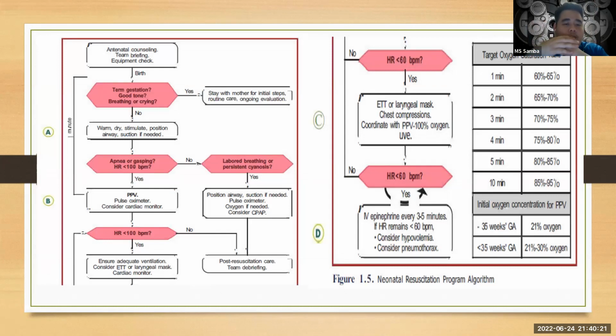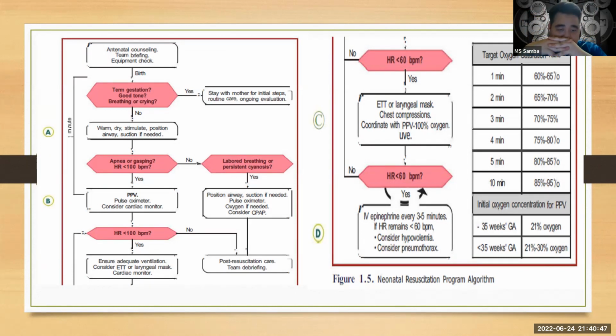So lastly, this is the algorithm for neonatal resuscitation. I'll just go through it briefly. Before the child is born, we will have antenatal counseling. Then we need to know whether the child was born term or not, whether the child has good tone, and whether the child is breathing or crying. If yes, we send the child to the mother and do routine care.